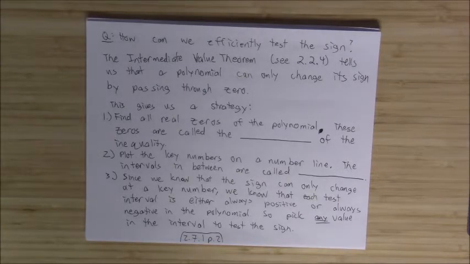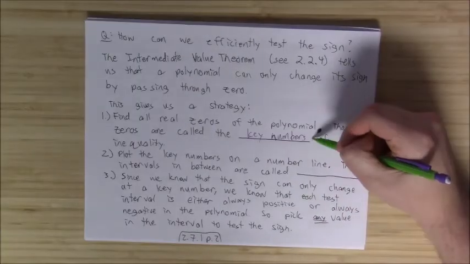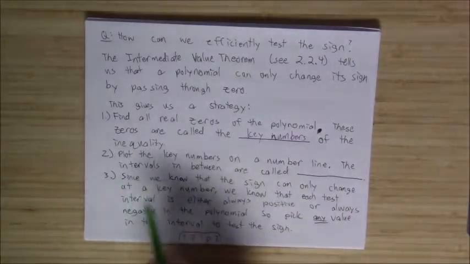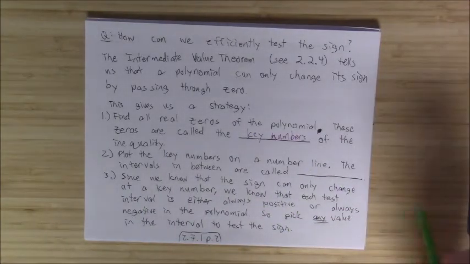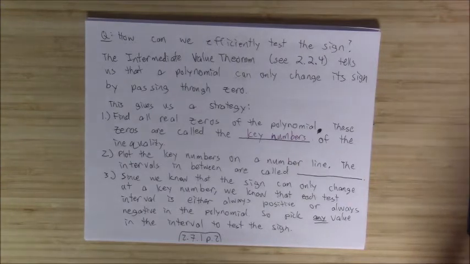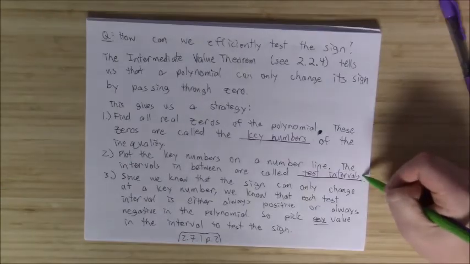Well, the intermediate value theorem, see video 2.2.4, tells us that a polynomial can only change its sign by passing through 0, okay? This gives us a strategy. Namely, first, we find all real zeros of the polynomial. These zeros are what we're going to call key numbers for the inequality. Then we plot the key numbers on a number line. The intervals in between the key numbers are called test intervals.